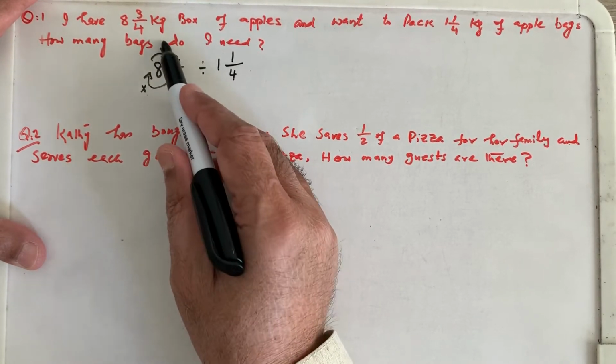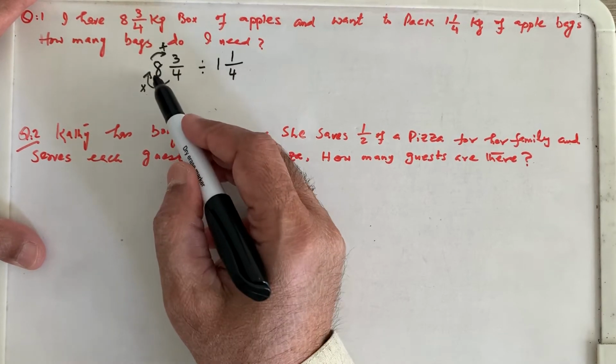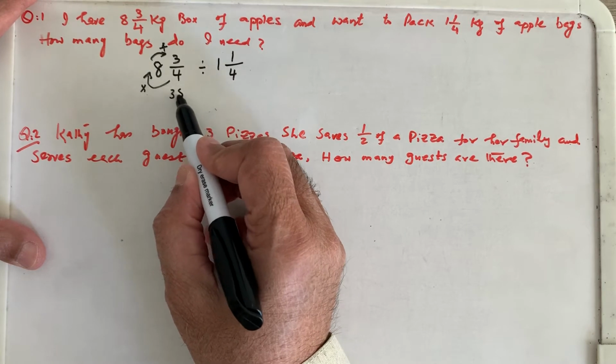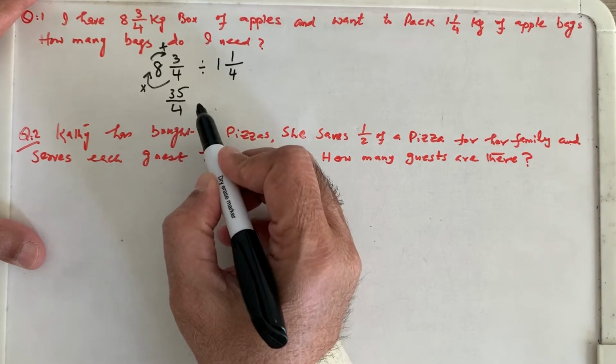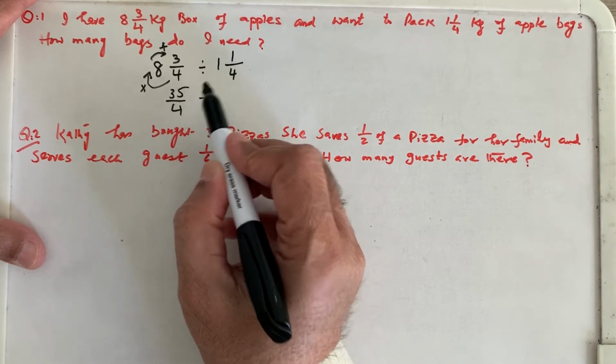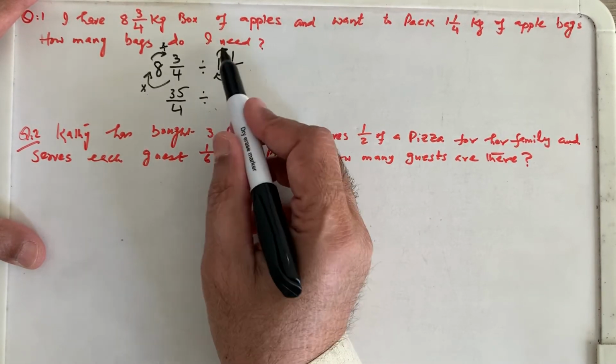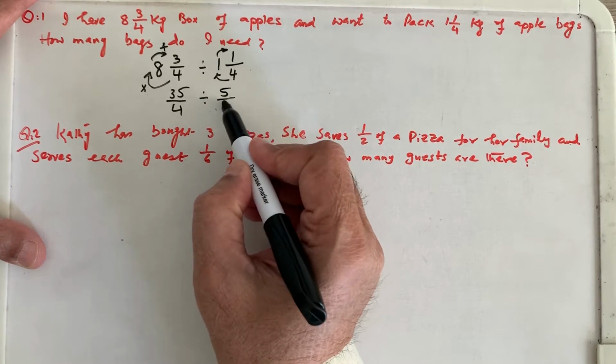So 8 times 4 is 32. 32 plus 3 is 35. So 35 divided by 4, right? And this remains the same, and then we change this one into an improper fraction. 4 ones are 4 plus 1, 5 over 4.